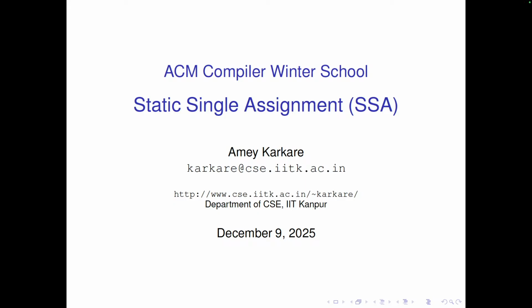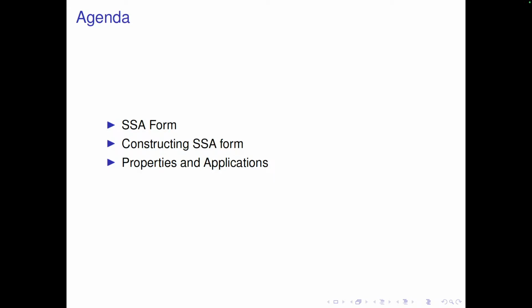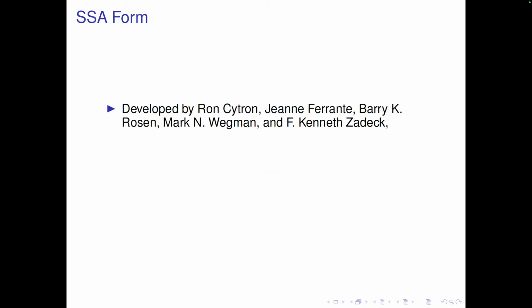So there was a very nice proposal again in the 1980s by a group from IBM called SSA form. In these slides we look at SSA form, how to construct it, what its properties are, and what some applications are. This was developed by these 5-6 people, Cytron, Ferrante, Rosen, Wegman, and it's a wonderful paper if you go through it. I will probably share it.